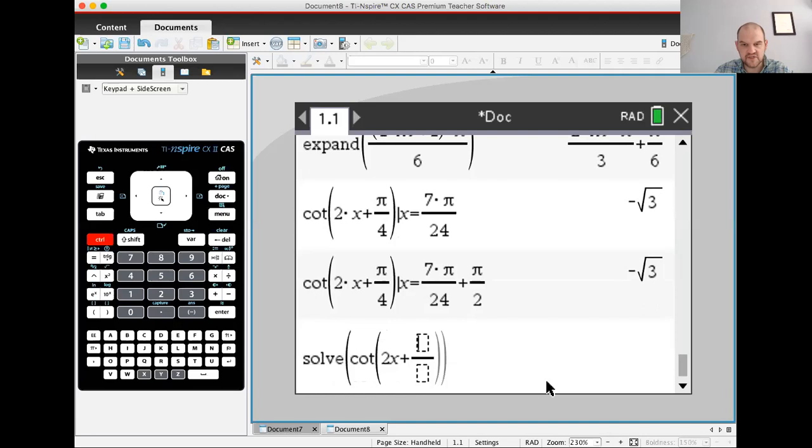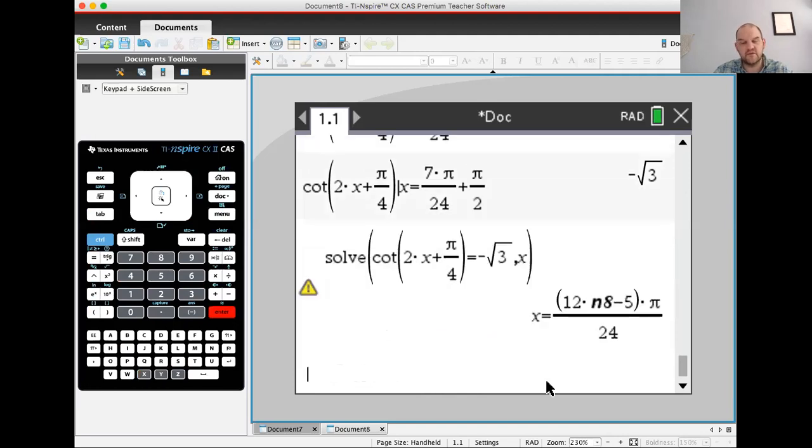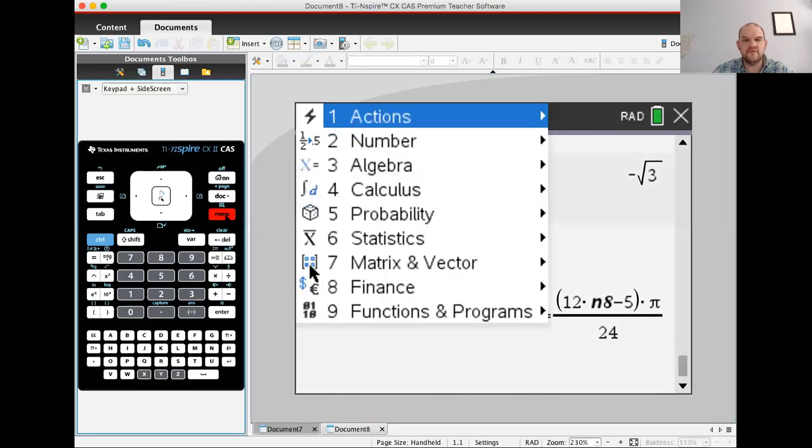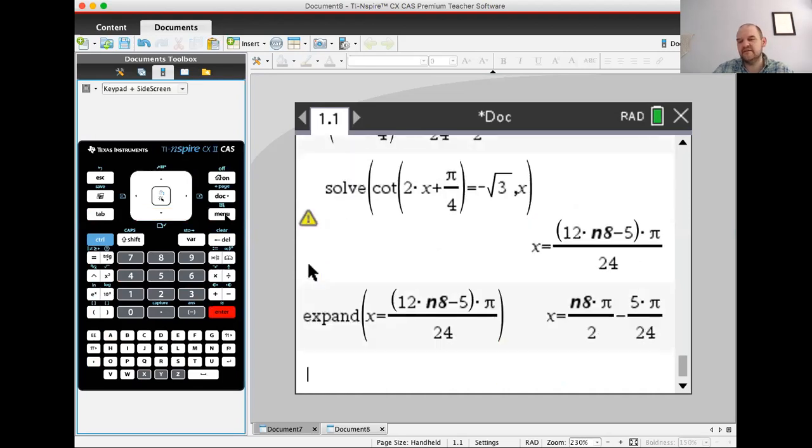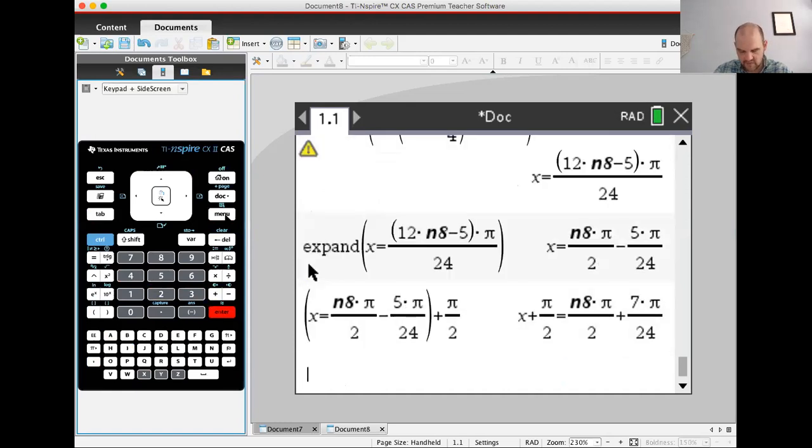Let's also use solve and just double, quintuple confirm. We want to solve for x. We've got to expand that. So expand, here, I'll do it from the menu, menu 3, 3, and then it does the negative thing. So I'm going to let n equal 1. So I'm basically just adding pi over 2. I get 7 pi over 24 plus pi over 2 times n, which is what we wrote on the paper. So we're good. So let me go back.